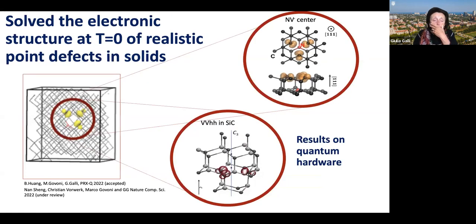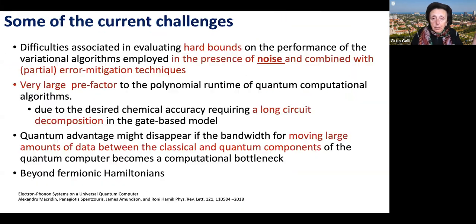So good news first, in the summary of this quantum embedding, we solved the electronic structure at t = 0 of realistic point defects in solids. So this is actually quite a good accomplishment, in my opinion. We still have plenty of problems.